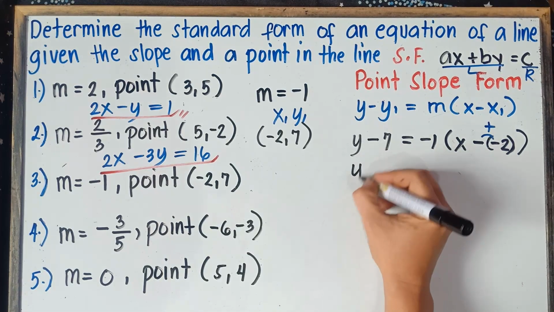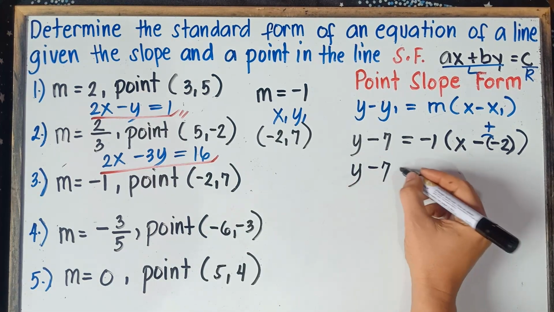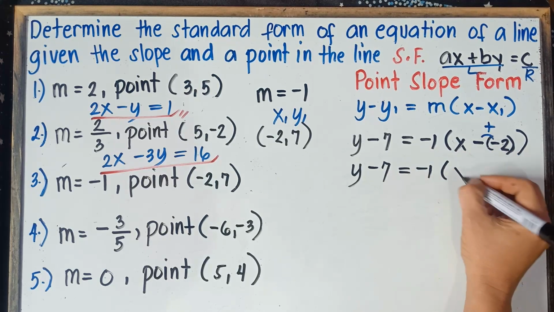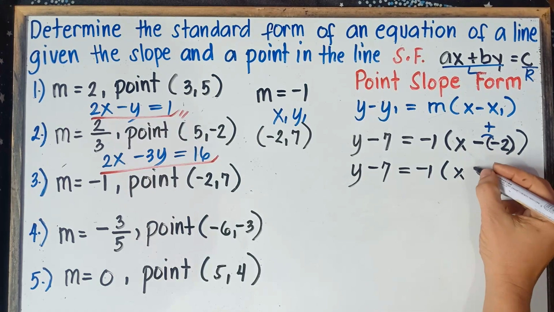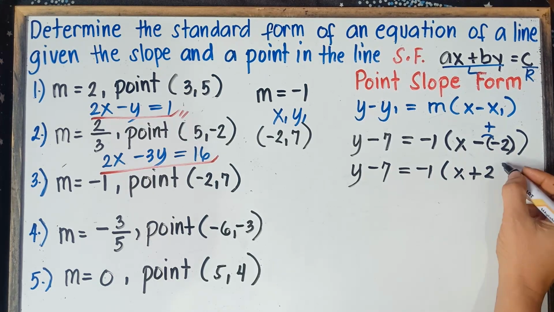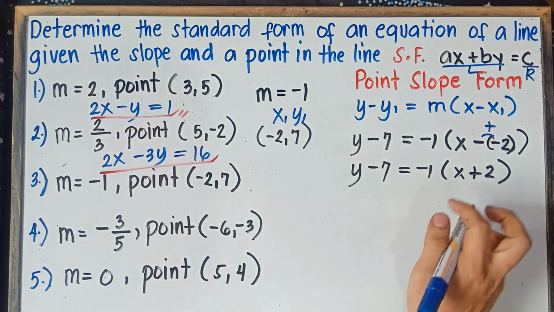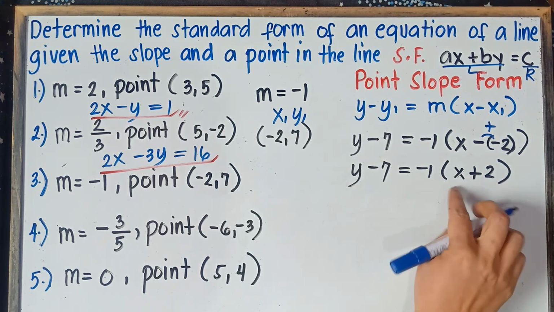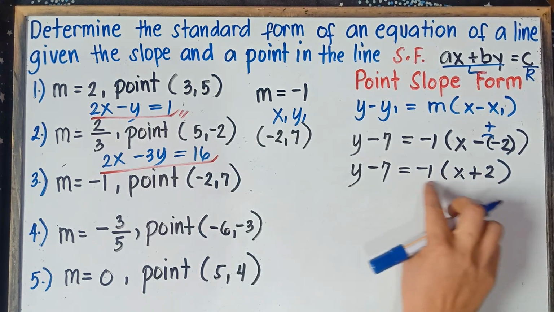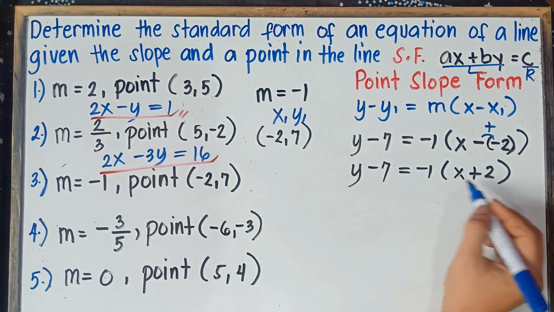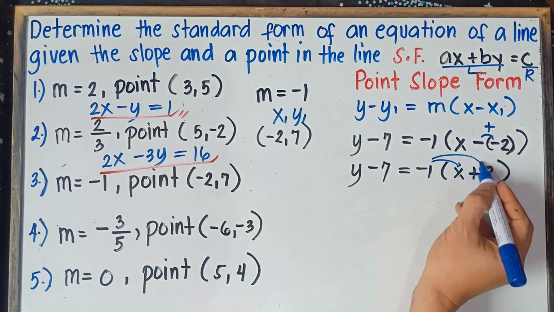So simply copy y, copy minus 7, copy equals sign, copy negative 1, open parenthesis, copy x, negative times negative, that would be positive, copy 2, close parenthesis. Alright, and then we need to simplify this one. We need to do distributive property because this is a binomial. We have 2 terms, so you multiply this one and then this one.